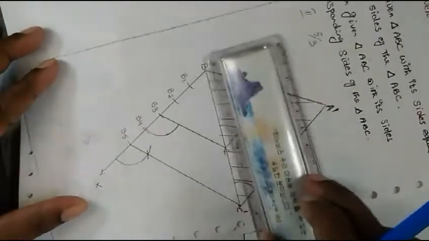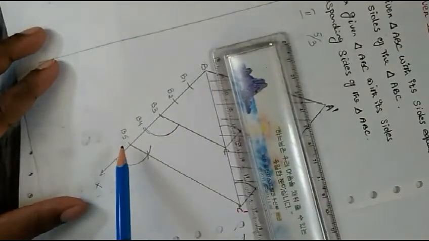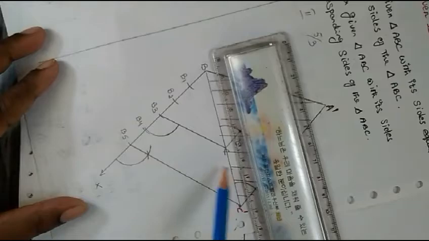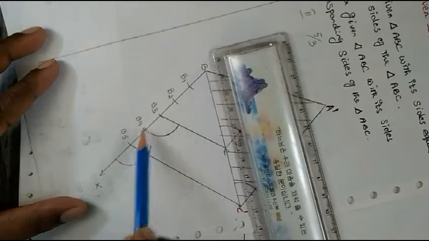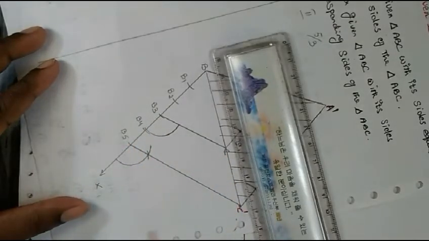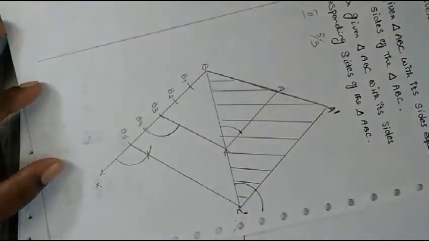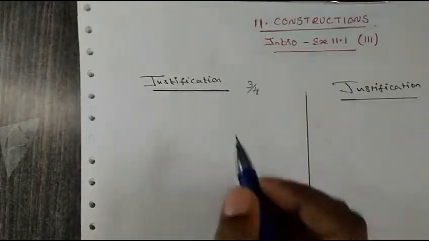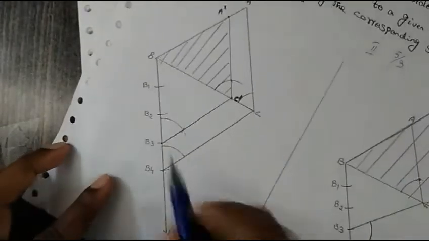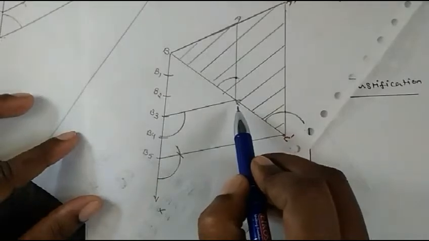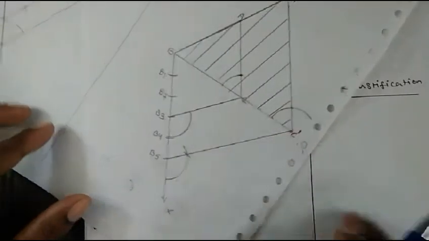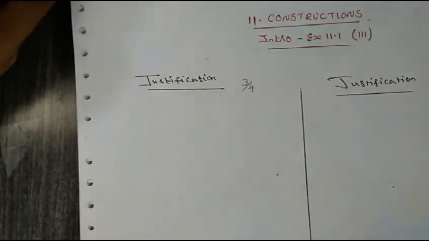Same thing only. If you take this side, this is B, B5 and C dash. In the same way, they are parallel, so the ratio will be equal. This side will be equal to this side and this side will be equal to this side by basic proportionality theorem. So that's what we are going to write just now. The first step that you have to write for justification is: B3 C dash is parallel to B4 C, and B3 C is parallel to B5 C dash. So first step we have to write that.